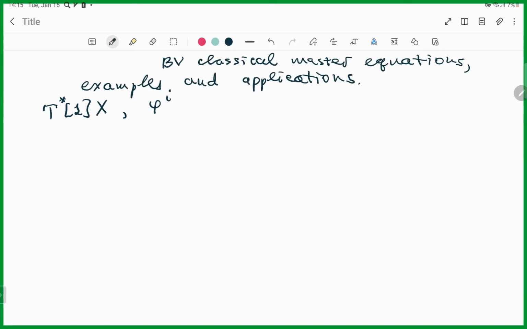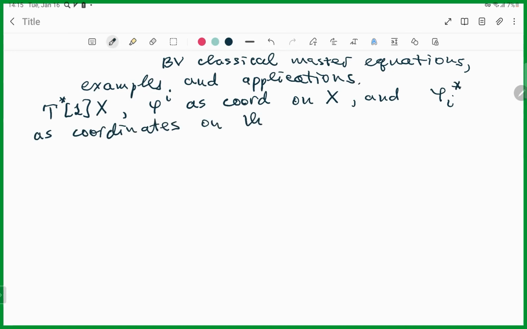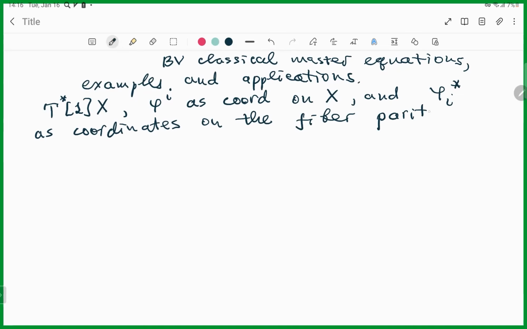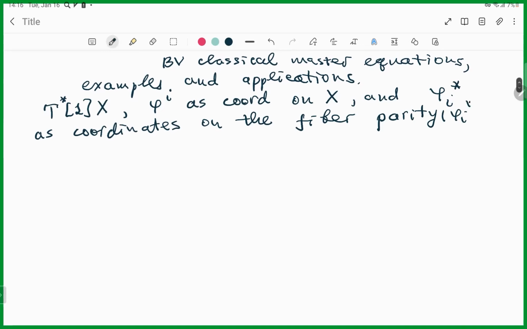Physicists are using phi I as coordinates on X and phi I star as coordinates on the fiber. Parity of phi I star plus parity of phi I is 1 modulo 2.